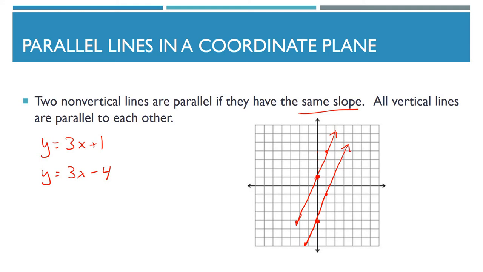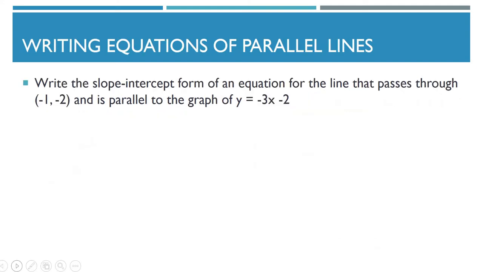And because of the slope, which goes up 3 and to the right 1, up 3 and to the right 1, they will always go up and to the right at the same rate, and they will be parallel to each other. So you can see here that for parallel lines, the y-intercept has no bearing on whether or not the lines are parallel. All that matters is what the slope is. So I can use this to write equations of parallel lines.